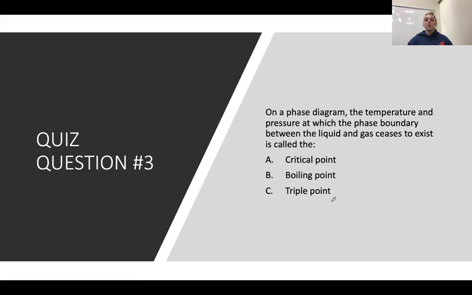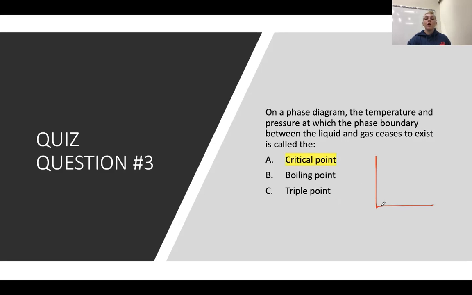All right, and then our last question. On a phase diagram, the temperature and pressure at which the phase boundary between the liquid and the gas ceases to exist is called the A critical point, B boiling point, and C triple point. So again, think back and start drawing it out or just visualizing it in your head, labeling each point, where each of the phases are. And so we are looking for the phase boundary between the liquid and the gas and where it ceases to exist. Perfect. That is actually going to be your critical point.